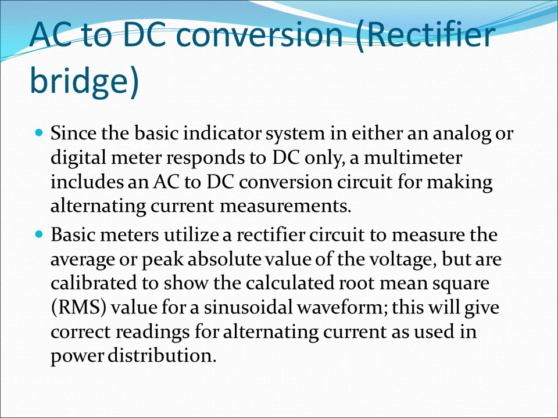Basic meters utilize a rectifier circuit to measure the average or peak absolute value of the voltage, but are calibrated to show the calculated root mean square, otherwise also referred to as RMS, value for a sinusoidal waveform. This will give correct readings for alternating current as used in power distribution. Of course, the RMS value of a sine waveform will give the same value as a corresponding DC value.